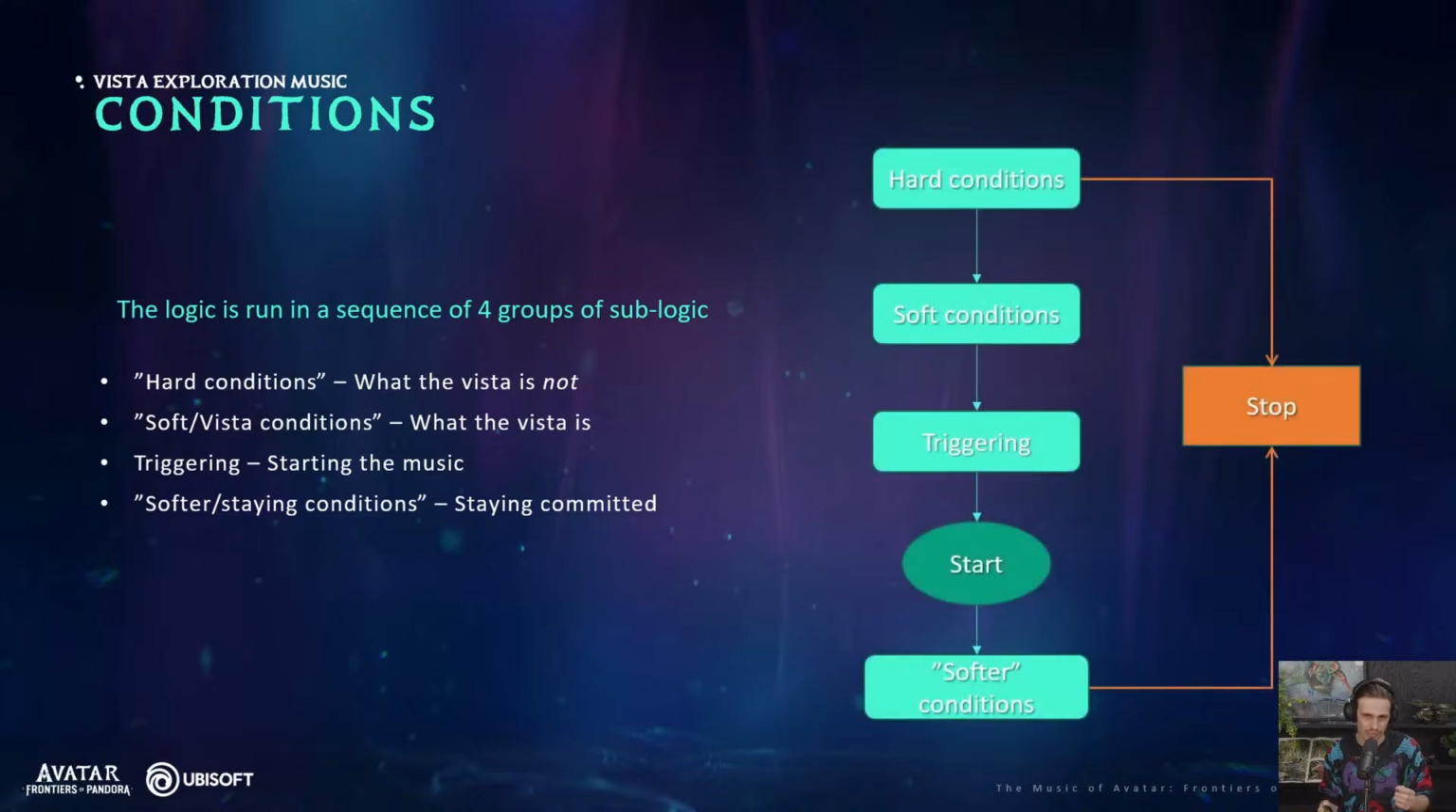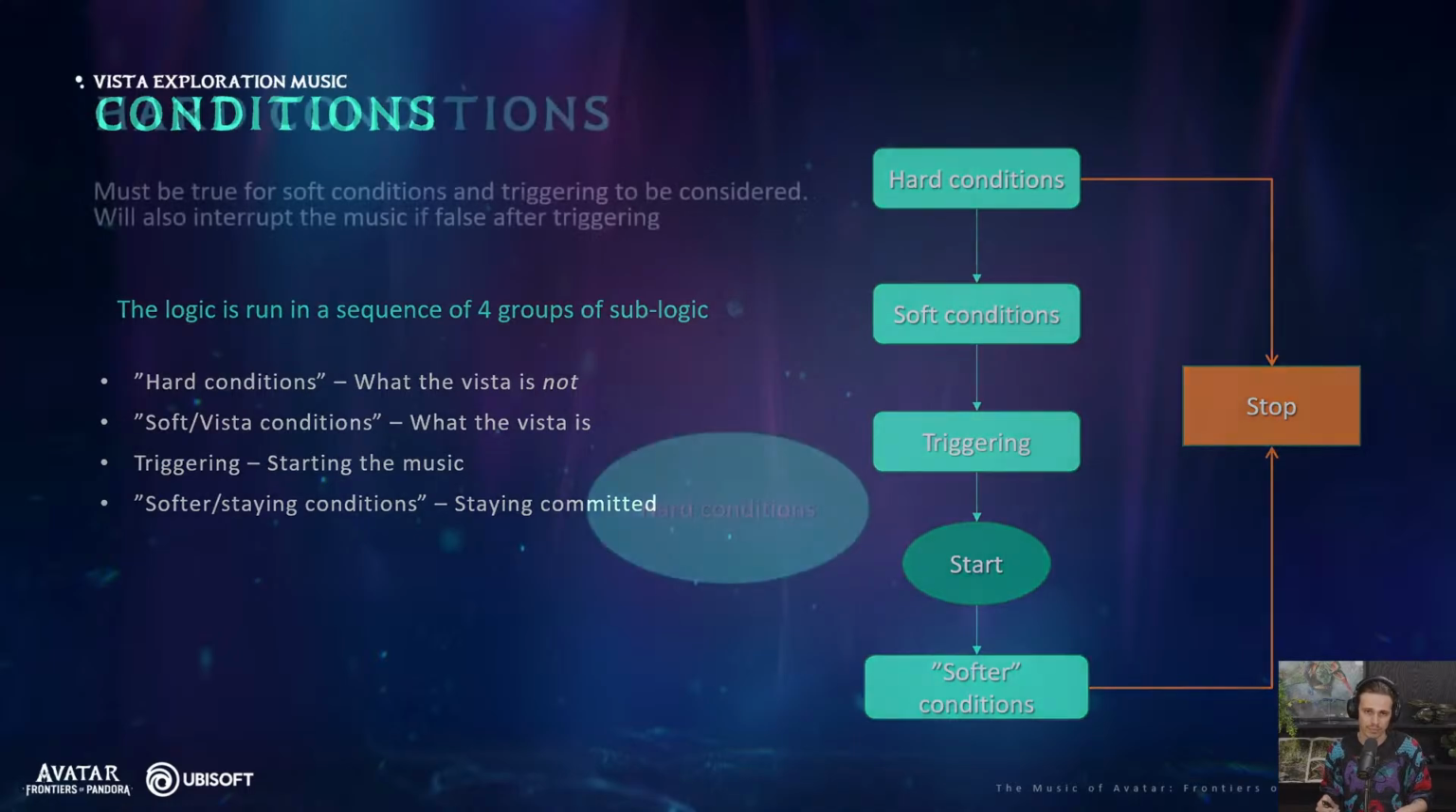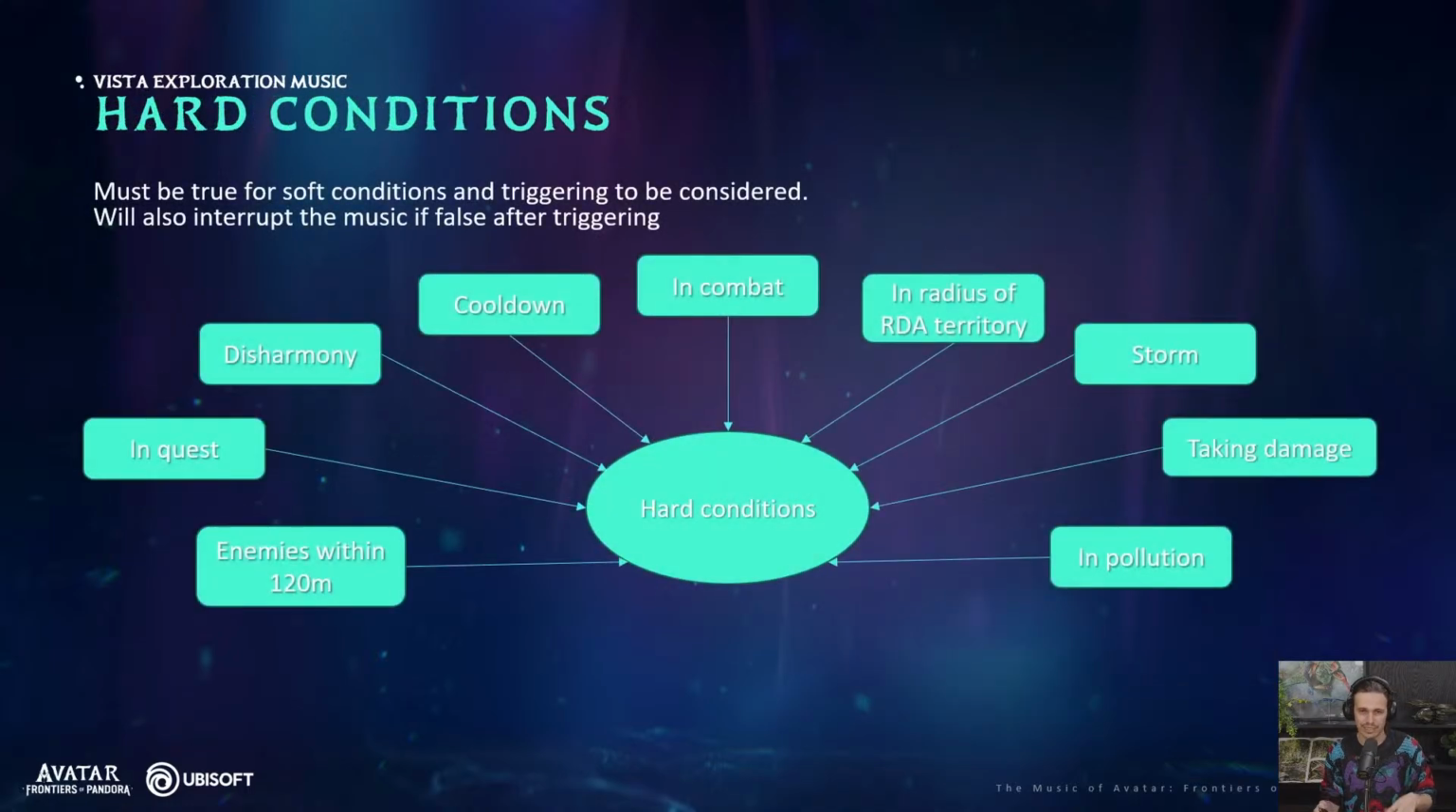So the flow kind of looks like this. The hard conditions have to be true for the soft conditions to be considered, for the triggering to happen, and for the music to start. And then we look at the softer conditions when the music has started. And if the softer conditions or the hard conditions go false when the music has played, well, then it stops again. So hard conditions, again, that is defining what the vista is not.